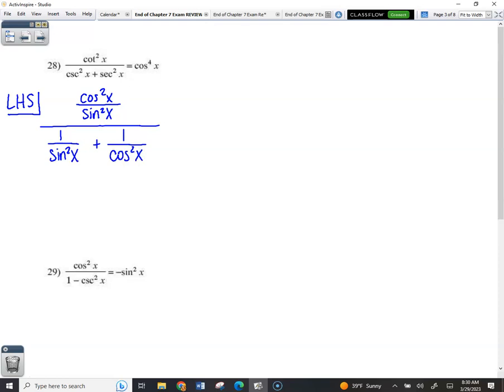right? What do you need to get on the bottom before we can do anything? Yeah, you've got to have a common denominator in the bottom. So what does the first fraction get multiplied by? Both denominators are totally different, so your common denominator is going to be both of them, right? So the left fraction needs cosine squared. So I'm going to multiply this by cosine squared over cosine squared. And the right fraction needs sine squared.